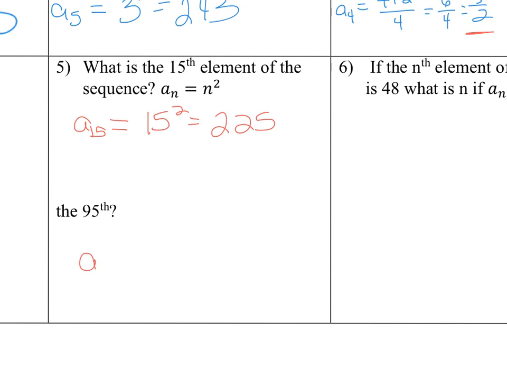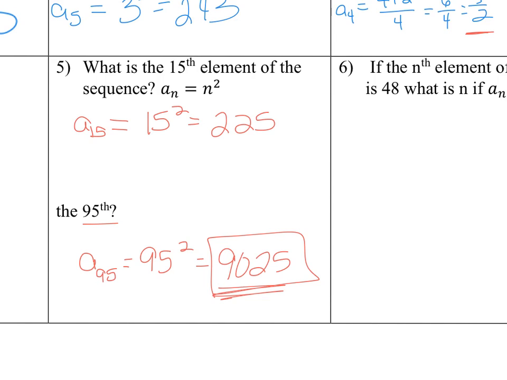What's the 95th term? Well, then I would just put 95 in for n. So that's what makes these particular ones nice. You have the explicit formula. As soon as you know what n is, what term number you want, you can figure out what the term value is. So in this case, a sub 95, or the 95th term, is 9,025.